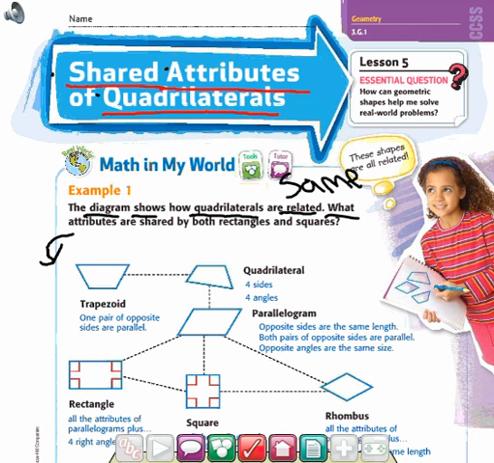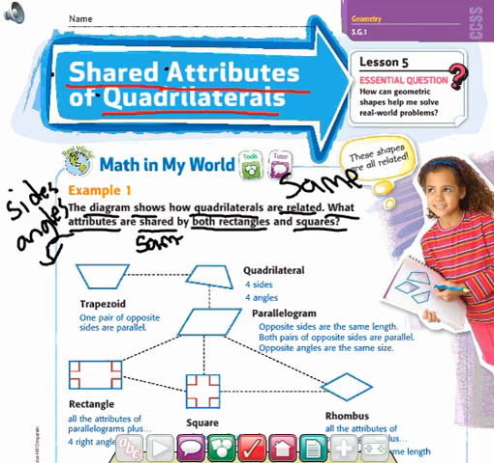What attributes are shared by both rectangles and squares? So they're asking us, again, about attributes. They're asking us how the sides and angles are shared, meaning how are they the same by both rectangles, here's our rectangle, and squares. Here's our square. So we want to know what kind of attributes, sides and angles, these two shapes share with each other. And that's what we're going to dive into a little bit, okay?